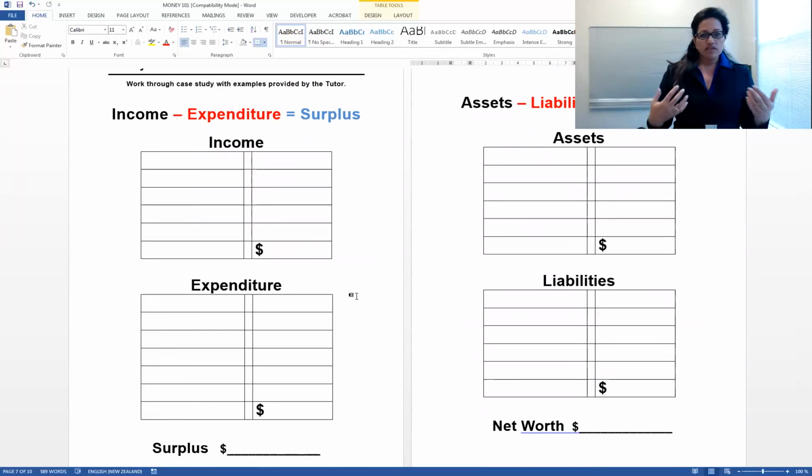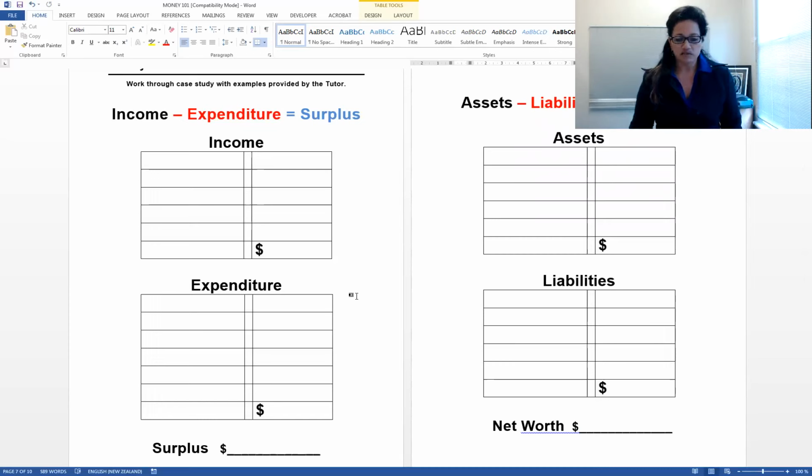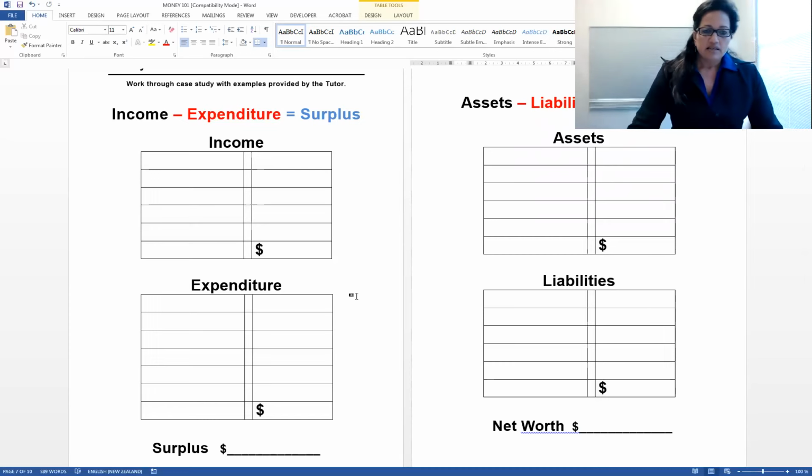We're going to work through it together and put it into the different bits, and once we've put them into the different places, the I, E, A or L, we're going to be able to see what our surplus is and what our net worth is. And then from that, we should be able to get a picture which is going to help us make some more decisions moving forward. So here's the scenario we're going to use.